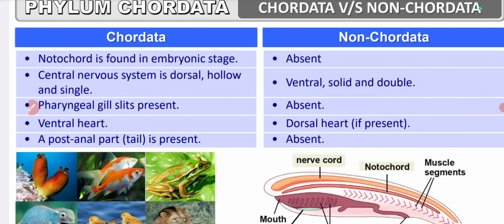In Chordata, a ventral heart is present. In non-Chordata, the heart, if present, is dorsal. In Chordata, a post-anal part, the tail, is present. In non-Chordata, the post-anal tail is absent.